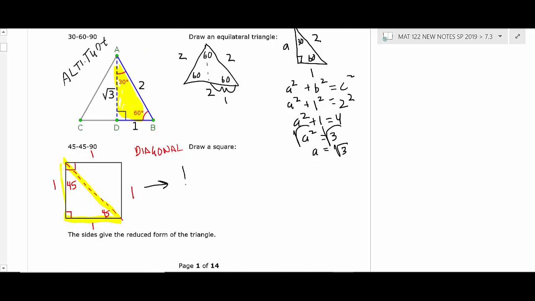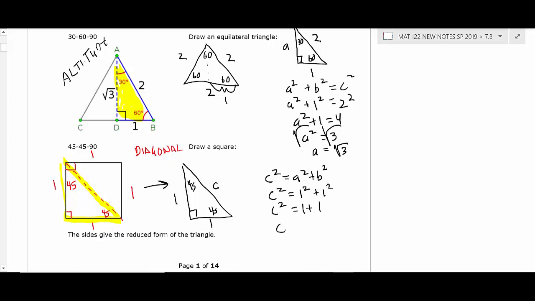So let's just move this over and focus on this. You would end up having 1, 1, and then 45, 45, and then this thing is just the hypotenuse, so you could find that with the Pythagorean theorem. We have c squared is a squared plus b squared, so c squared equals 1 squared plus 1 squared, so c squared is 1 plus 1, that's c squared equals 2, square root both sides, that's where that square root of 2 comes from. Okay, so c is equal to square root of 2.